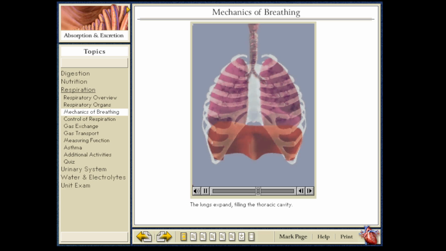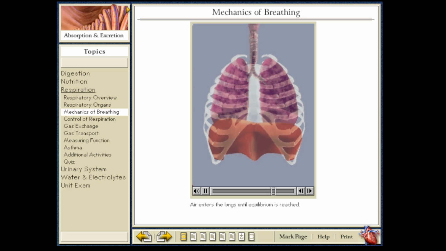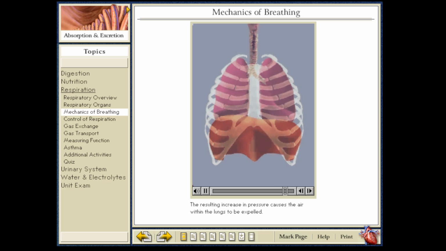The lungs expand, filling the thoracic cavity. The resulting pressure in the lungs is lower than that outside the body. Air enters the lungs until equilibrium is reached. When the diaphragm and the intercostal muscles relax, the thoracic cavity recoils. The resulting increase in pressure causes the air within the lungs to be expelled.